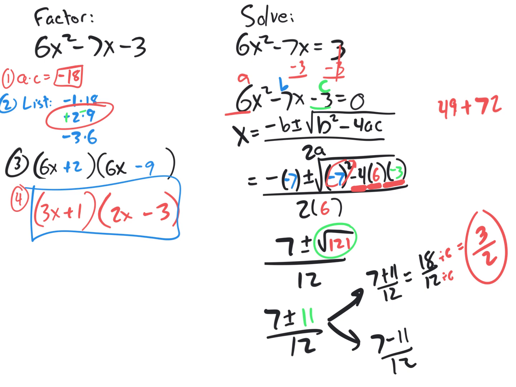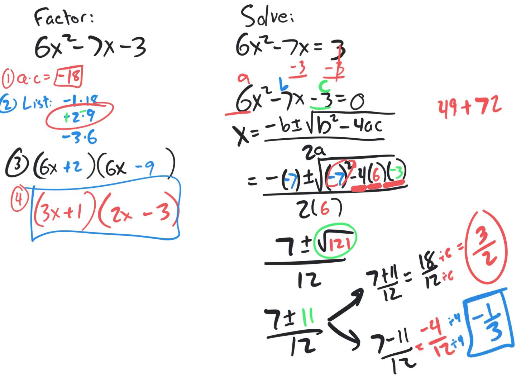The other one, 7 take away 11, that's negative 4 divided by 12, which you can't divide negative 4 by 12, but you could reduce by 4. You could reduce by 4, and you get negative 1 over 3.